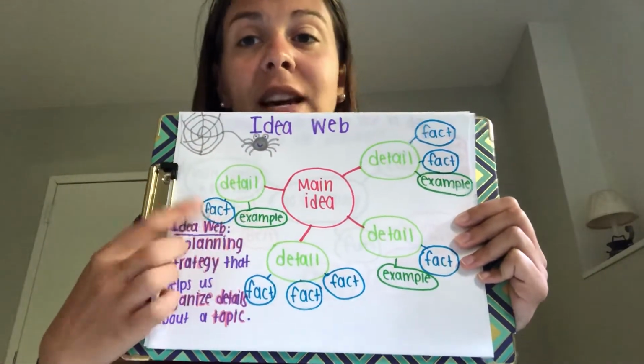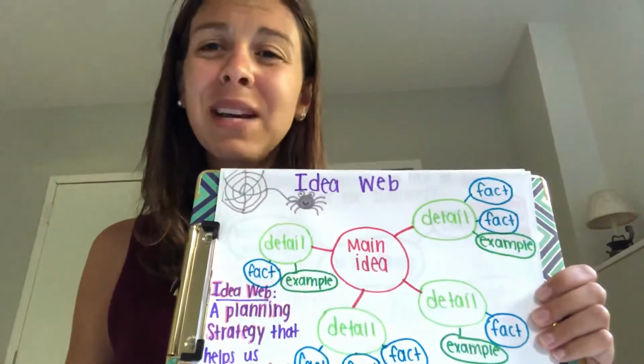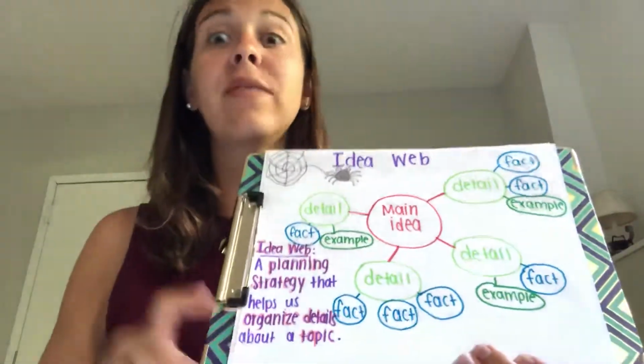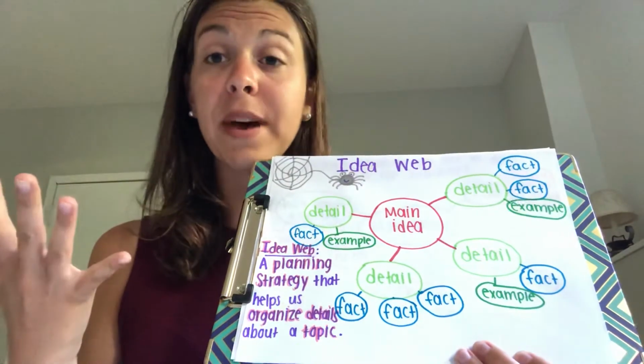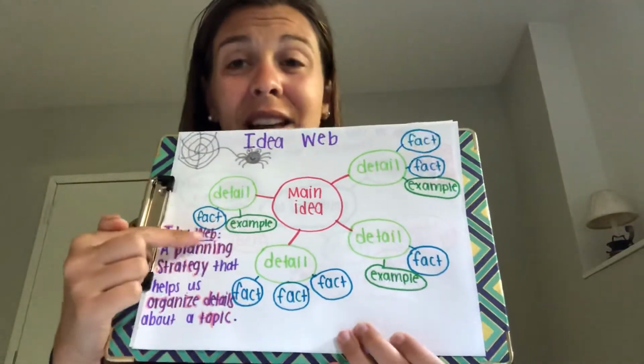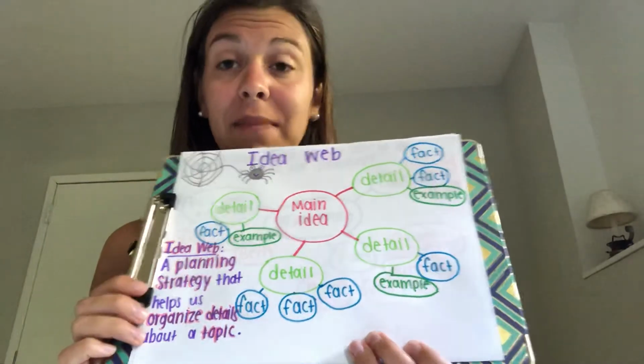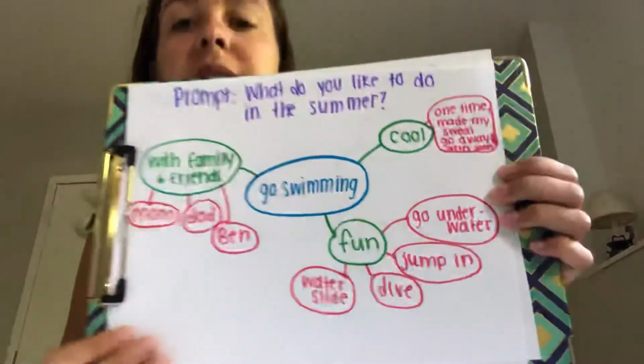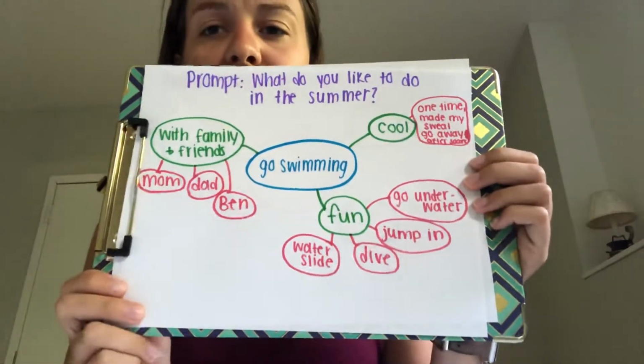So I was working from something that's really general out to something a little more specific and then really specific. So this is a way to organize my writing, because sometimes when I think about writing something, I have so many ideas and I don't know where to put them. So if I can get all my ideas out on this paper before I start writing, then I don't have to worry about forgetting something. So let's go ahead and I will show you an example about swimming. So this prompt says, what do you like to do in the summer?